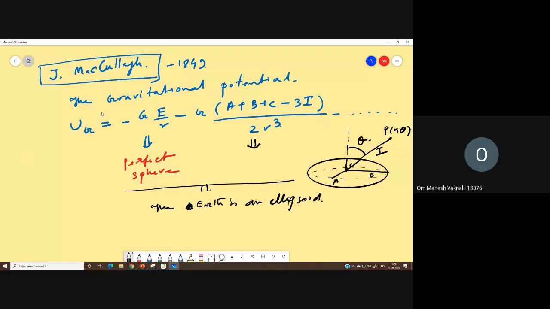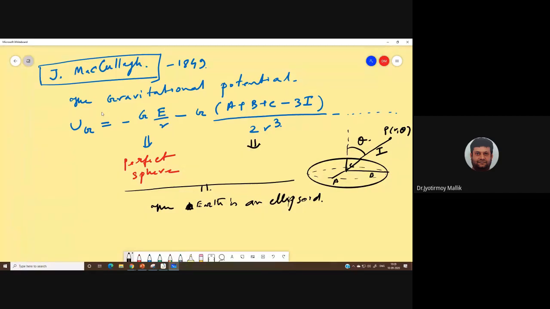In the original gravitational potential of a perfect sphere, we had the small r as the radius of the Earth, right? If you are calculating the gravitational potential at the surface of the Earth, then this is capital R. If you are moving away from it, then it will be small r.